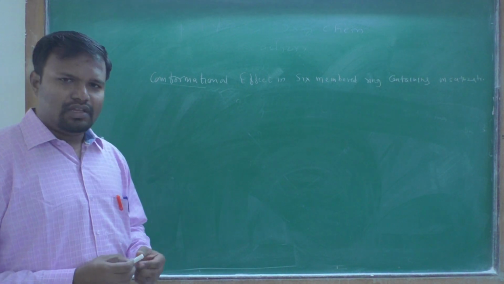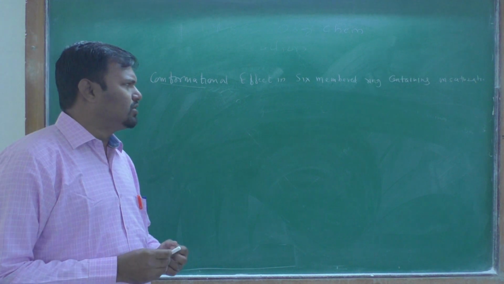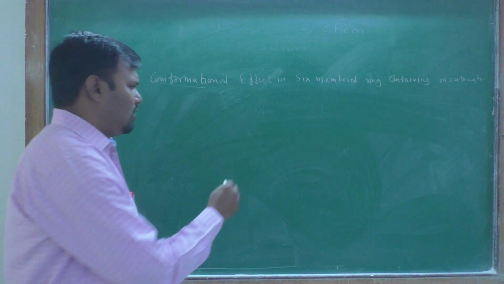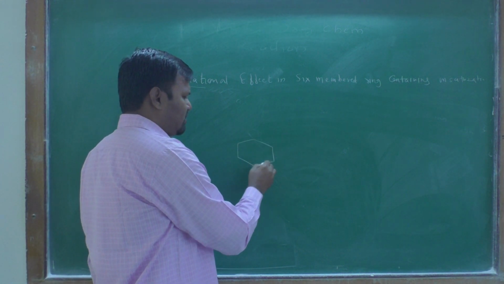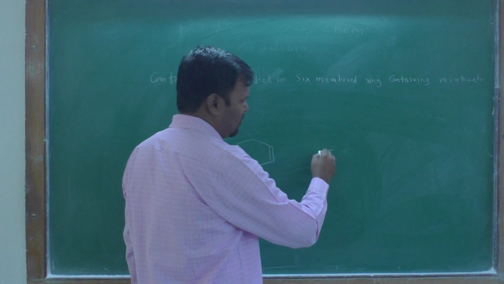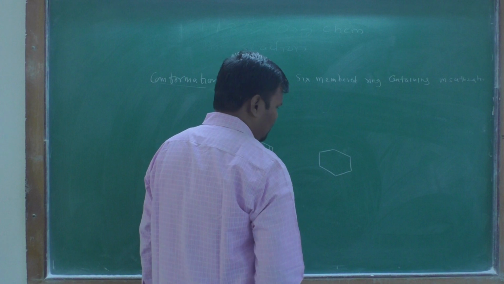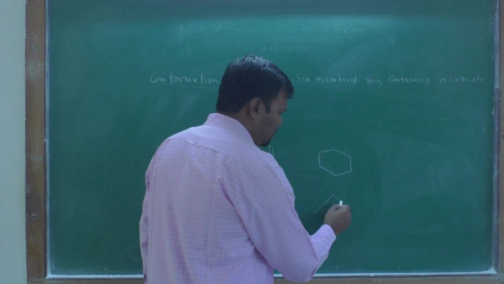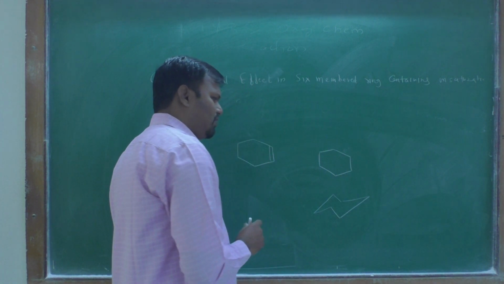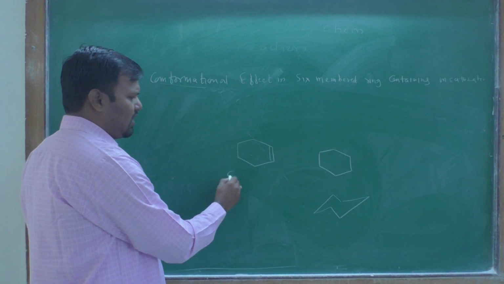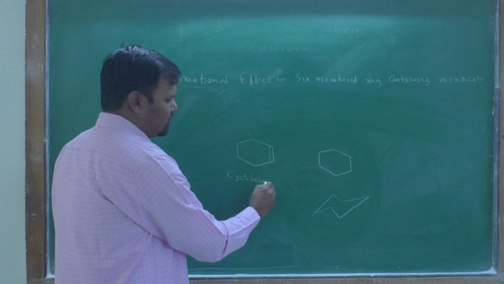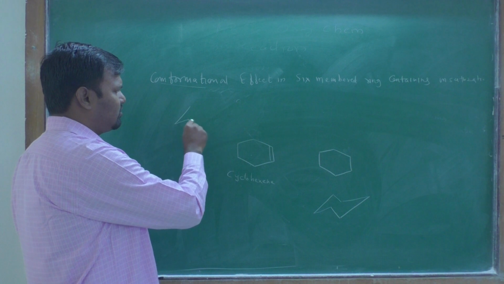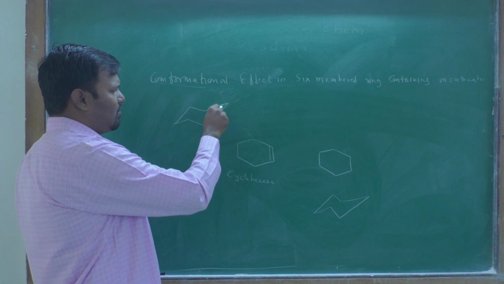Dear students, today we will discuss conformational effects in a 6-membered ring containing unsaturation. We have an example, cyclohexene. We have already discussed the conformation of cyclohexane, which occurs mostly in the chair form because it is the stable form. But in cyclohexene, it does not occur in the chair form, because when it tries to adopt the chair form, there is a double bond in it.